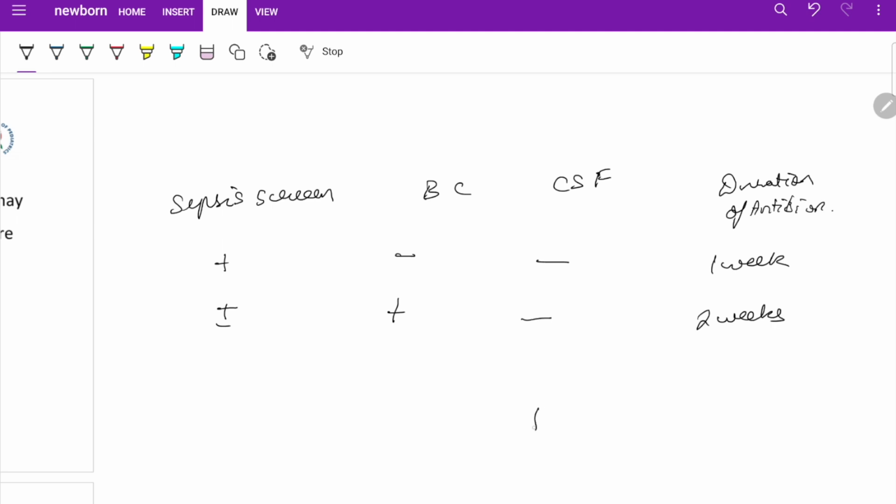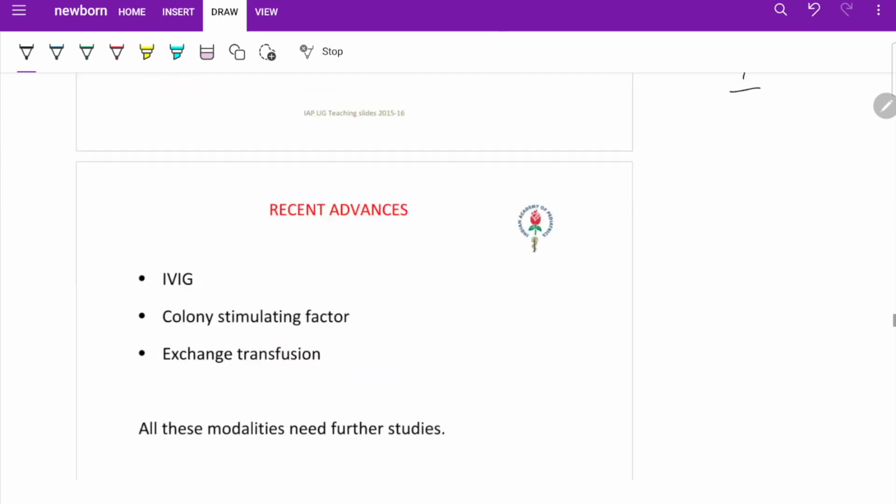Similarly, if your CSF is also positive, blood culture plus or minus, or your sepsis screening plus or minus, the treatment is going to go for 3 weeks. Is it clear? So with this, sepsis is going to be completed.